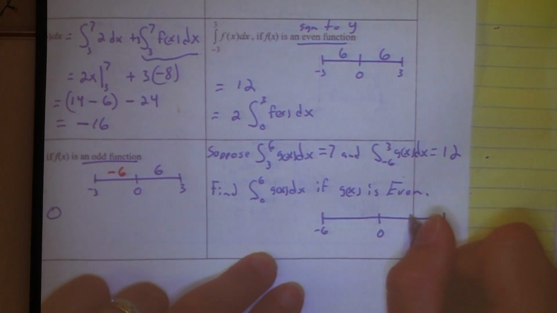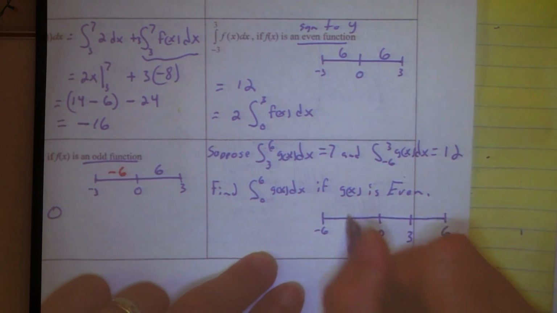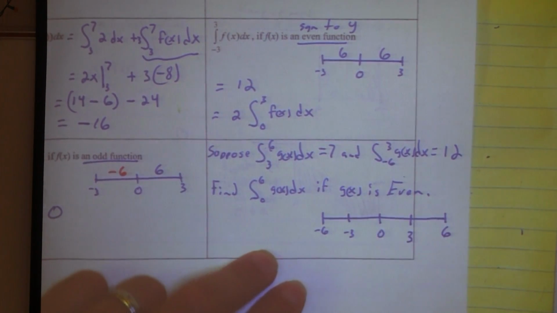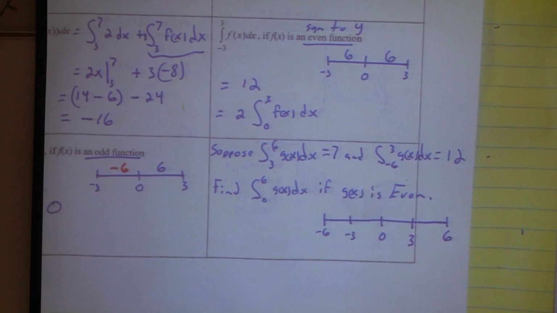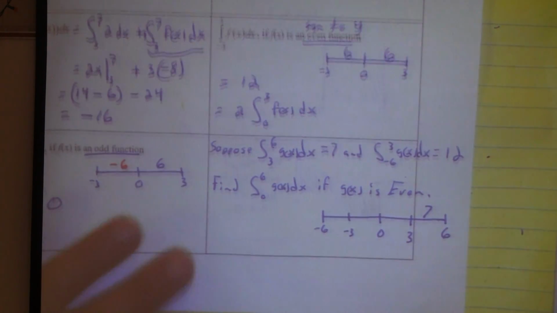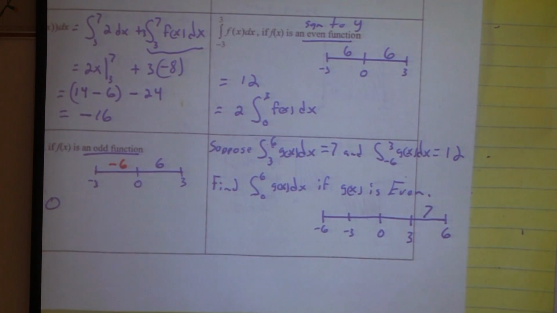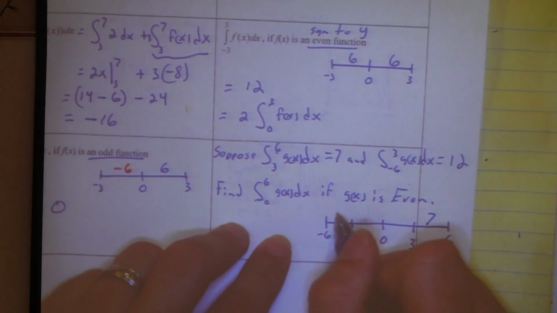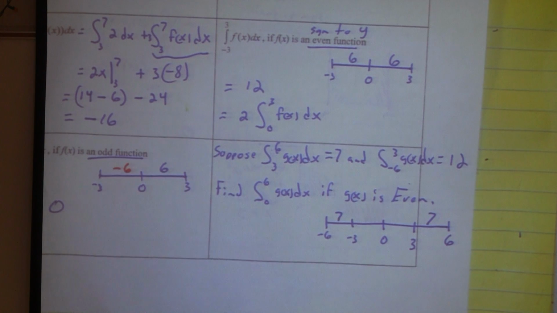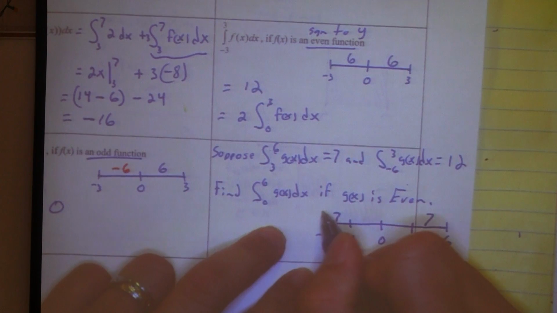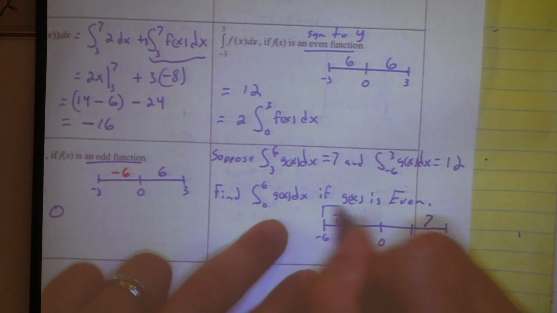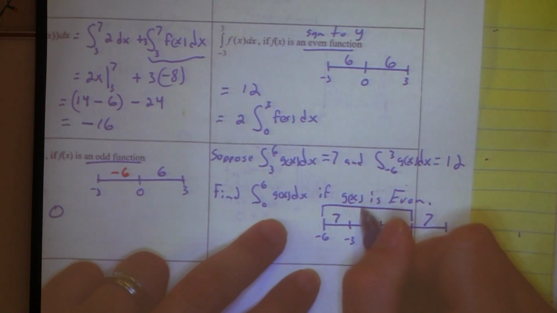I know 3 to 6, so that means it must be split up here, and I should also have what over here? Negative 3. Now let me put the numbers of the things that I know. I know from 3 to 6 is what? 7. So if that guy's 7, who else is 7? Negative 6 to negative 3, right? Because we said it was what? Even, right? They also told us that from negative 6 to 3, so from here all the way to here is how much? 12.